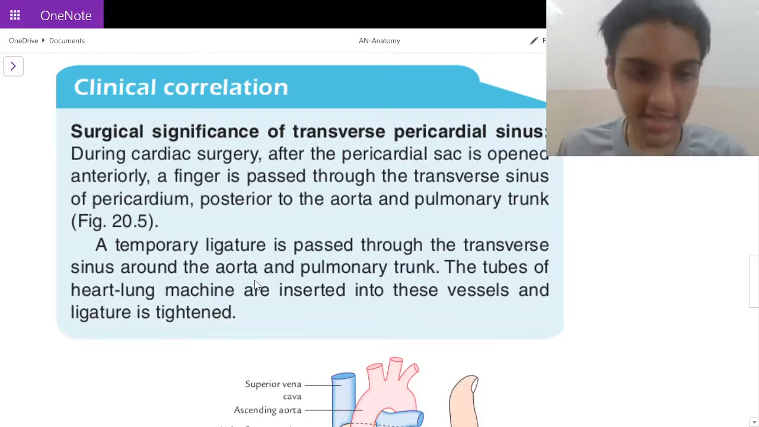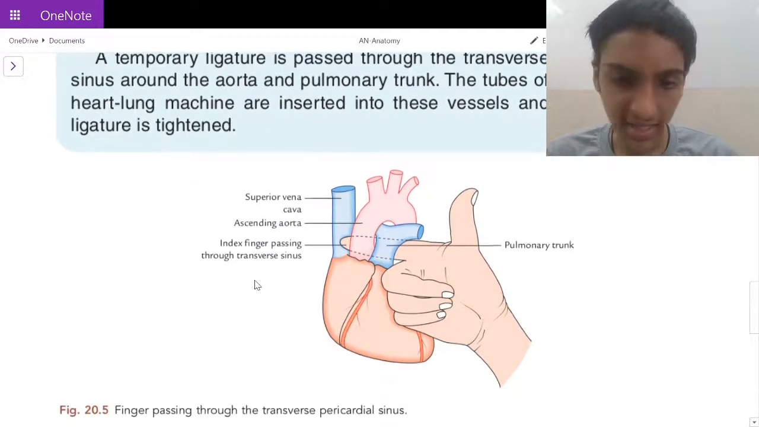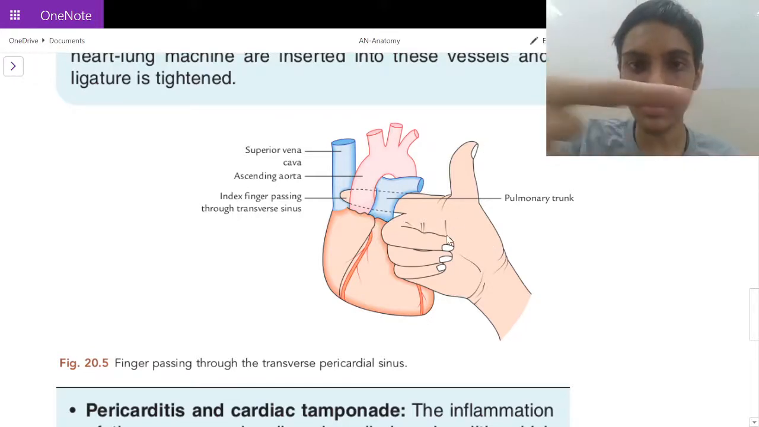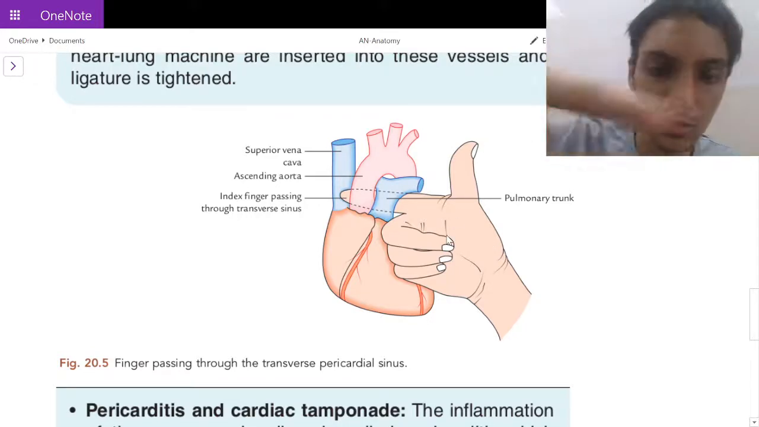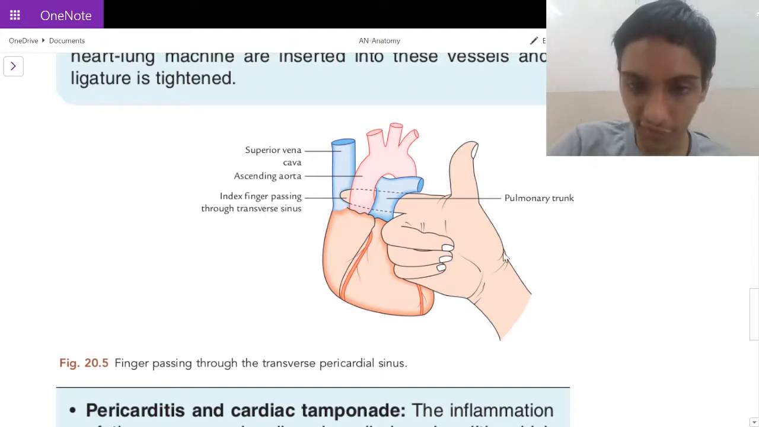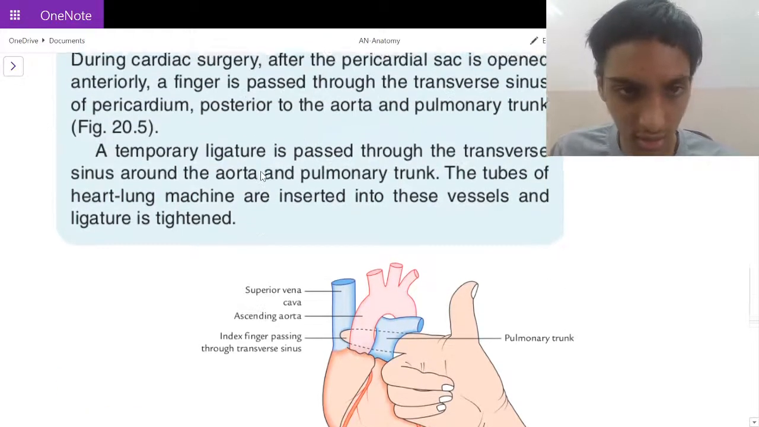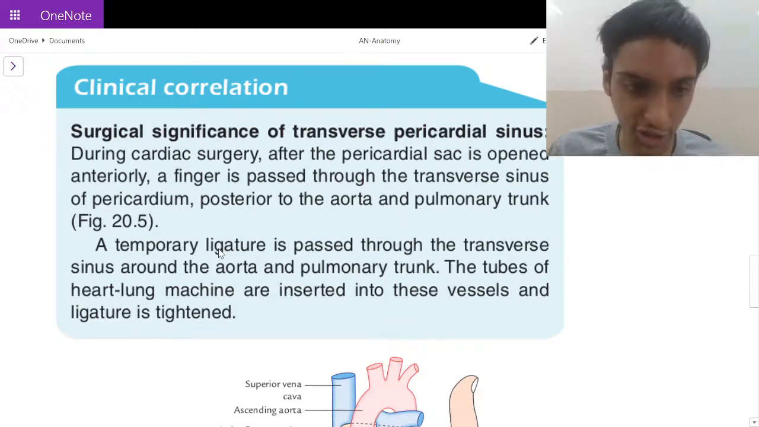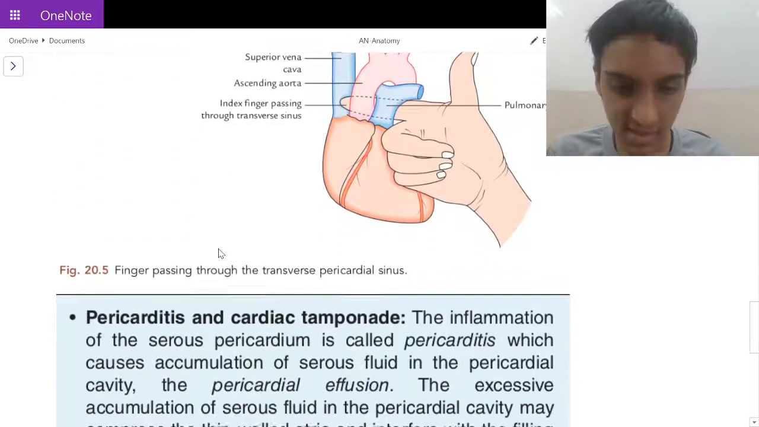Now, surgical significance of transverse pericardial sinus. Basically what we do is we take the fingers like this and put it through the transverse sinus. So this is how the finger is inserted. And also for ligation, the heart tube machine will pass all through that.